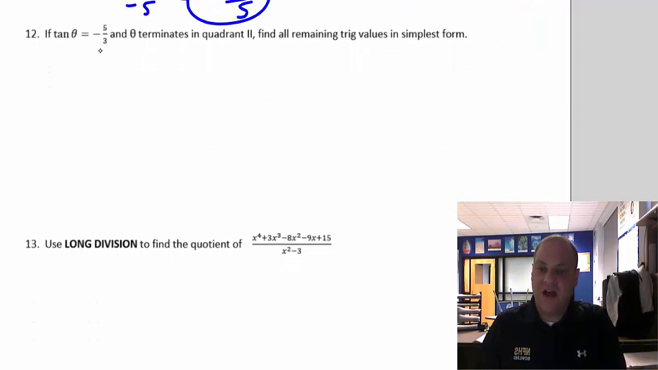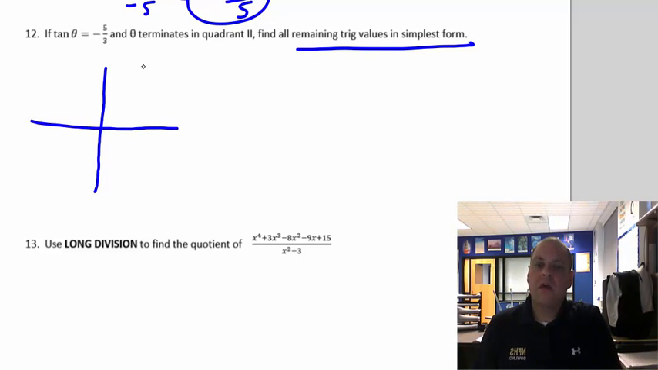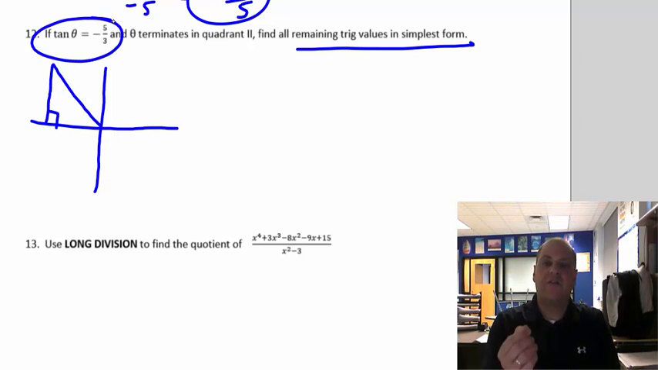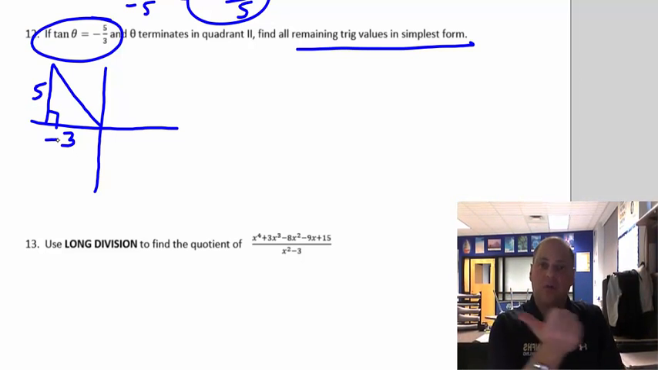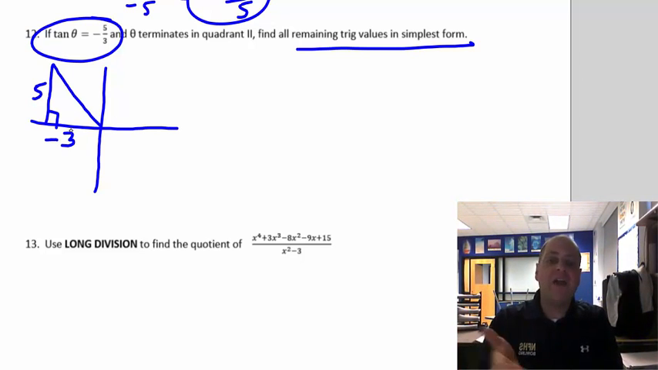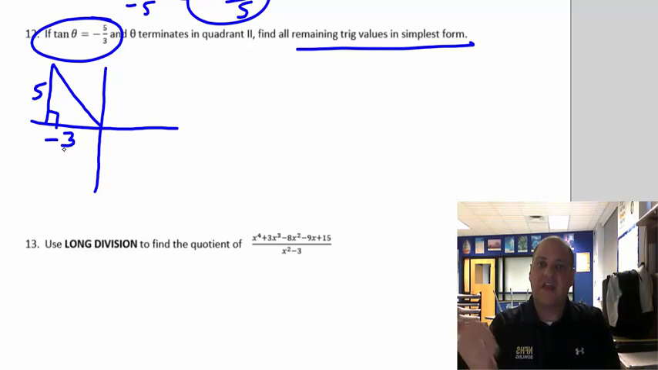If tangent is negative 5 over 3 and theta terminates in quadrant 2, find all remaining trig functions. Let's do that. So let's draw a picture. We're in quadrant 2, so again, a quadrant 2 reference triangle. The tangent is negative 5/3. That's opposite over adjacent. Now, the 3's got to be the negative one because it's going to the left. The 5's got to be positive. 5 over negative 3 is negative 5/3. So you just got to make sure the right one is negative. If you're going to the left, it's negative. Up is positive.